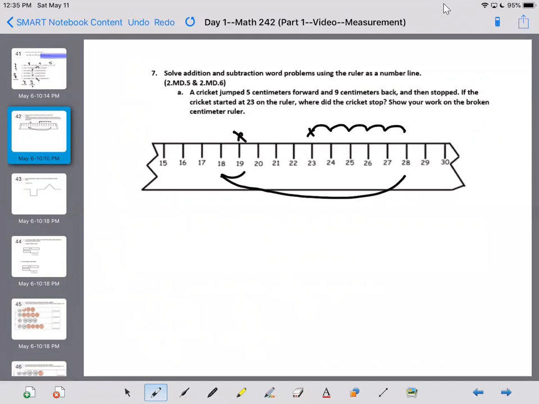Or they could just count. They already went forward 5, so we know that's backward 5, 6, 7, 8, 9. So they're going to end up at 19. So using different strategies to move forward and backward is good to allow the students to discuss. Now, it did say start at 23 on the ruler. You could have started anywhere you wanted to, but you wanted to make sure that backing up 9, you're still within the ruler.